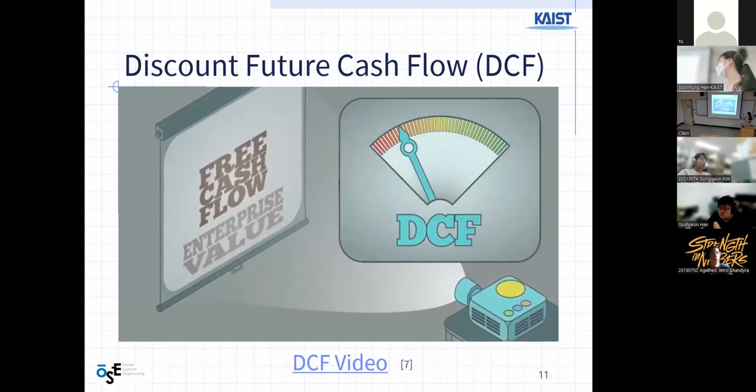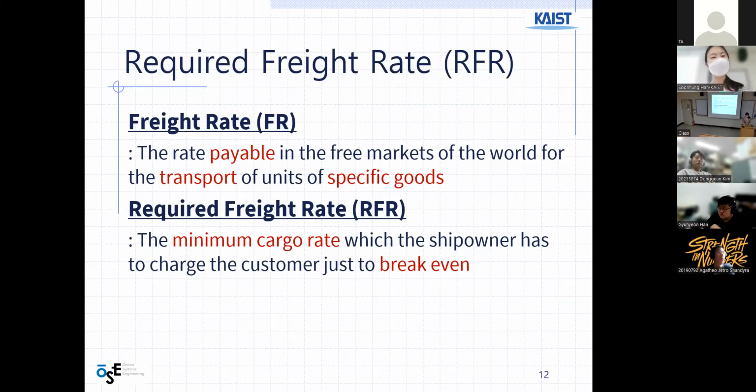And it is kind of like a weight scale that shows you how future cash flow can be calculated or predicted or estimated. Now we'll talk about required freight rate.